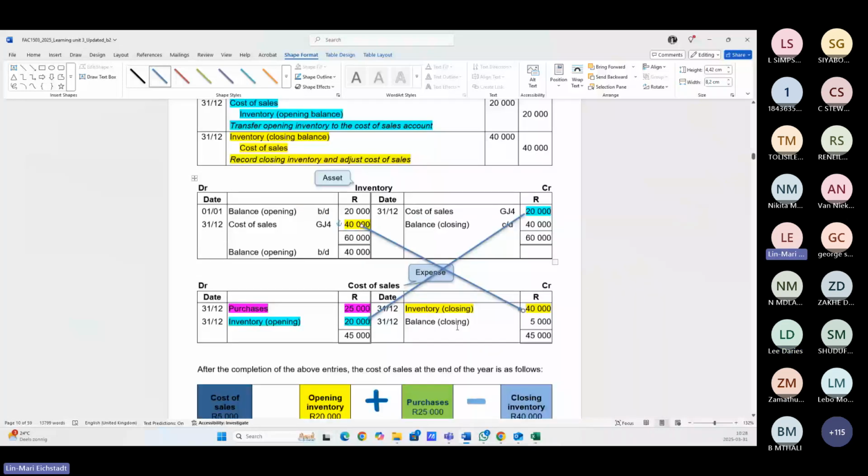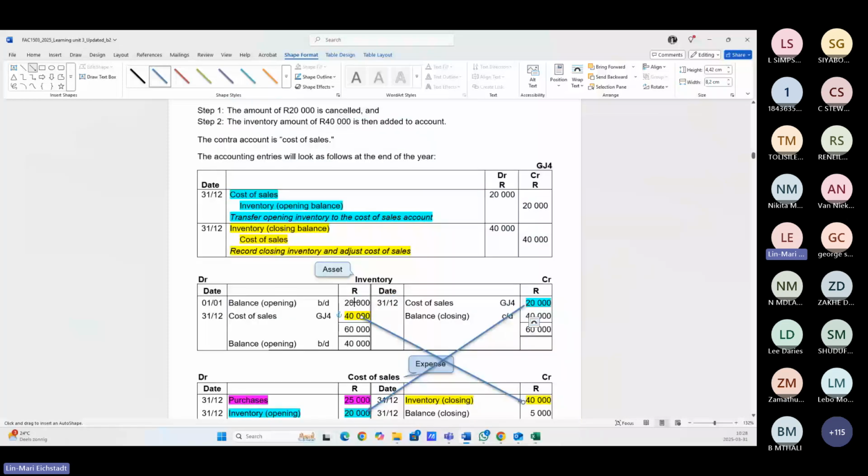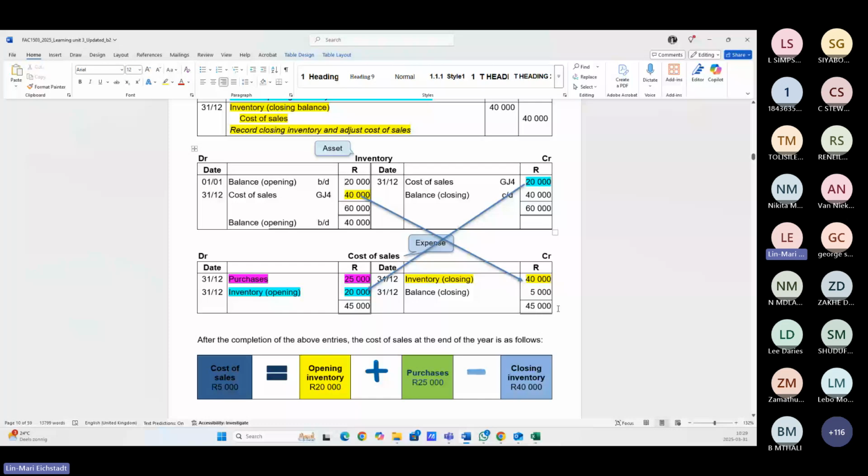Sure. I was just going back and forth for those that didn't join the session the previous time as we had dealt with that part of it. But sure, I can try. Is it then unanimous that this T account is not understood? These T accounts here, the inventory and the cost of sales.